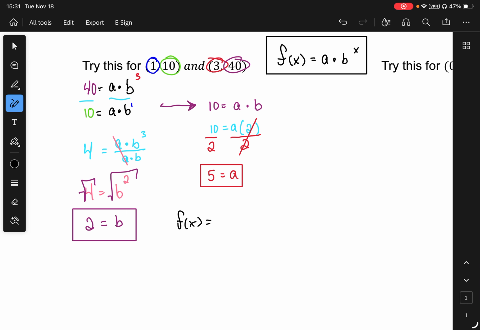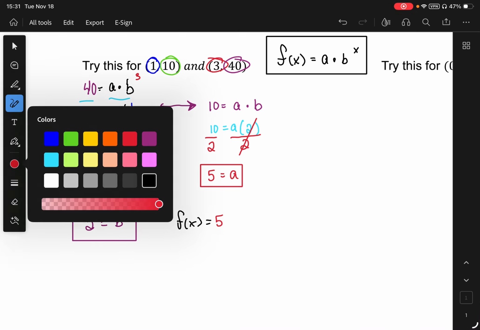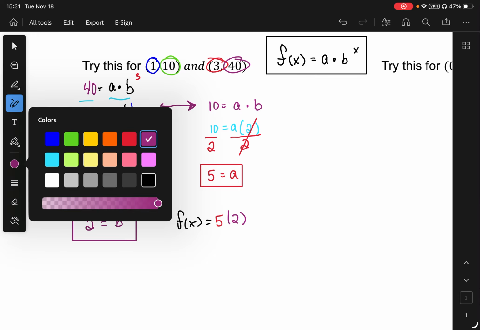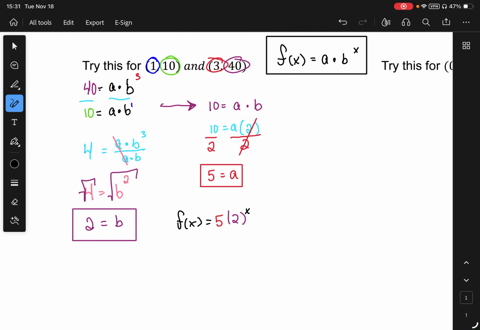Now we're going to plug this into our f of x equation. So f of x equals a times b to the x. F of x equals 5 times our b, which is 2, to the x power. We're just plugging in the two things we found into our f of x equation. So our equation is f of x equals 5 times 2 to the x power.